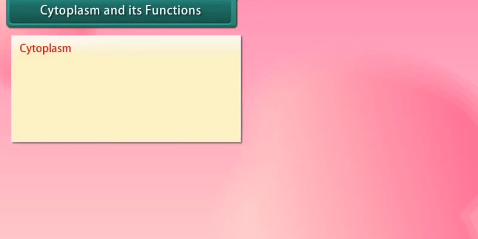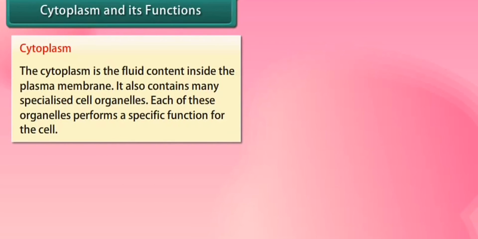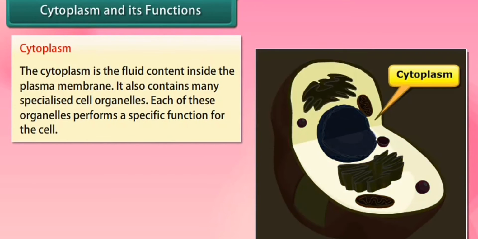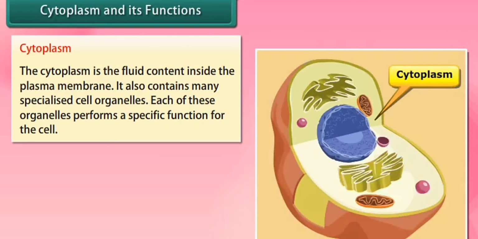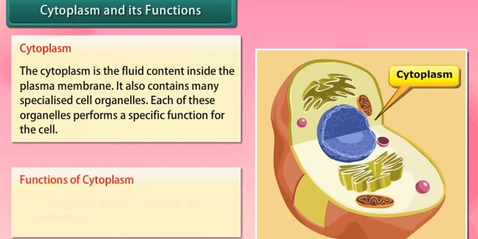Cytoplasm and its functions. Cytoplasm. The cytoplasm is the fluid content inside the plasma membrane. It also contains many specialized cell organelles. Each of these organelles performs a specific function for the cell. Functions of cytoplasm: in cytoplasm, all cell organelles are embedded.